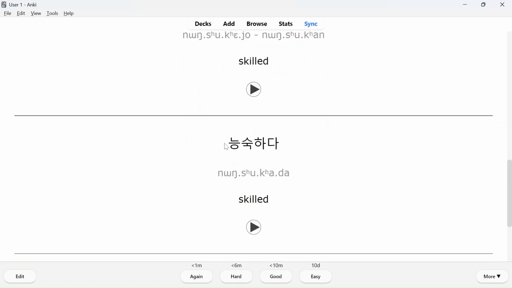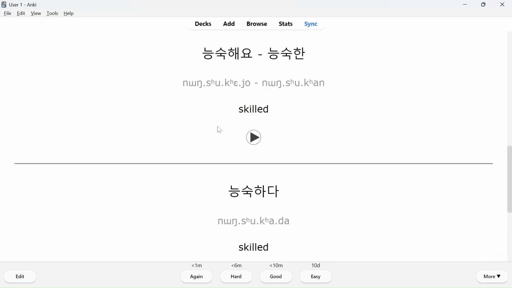If we go down, we see the dictionary form right over here. And again, the dictionary form is the base form of the word. It is a form you would usually look up in the dictionary. Now for Korean adjectives and verbs, the dictionary form often ends with the da sound. You can see over here, there's a da ending. Let's have a look. 능숙하다.